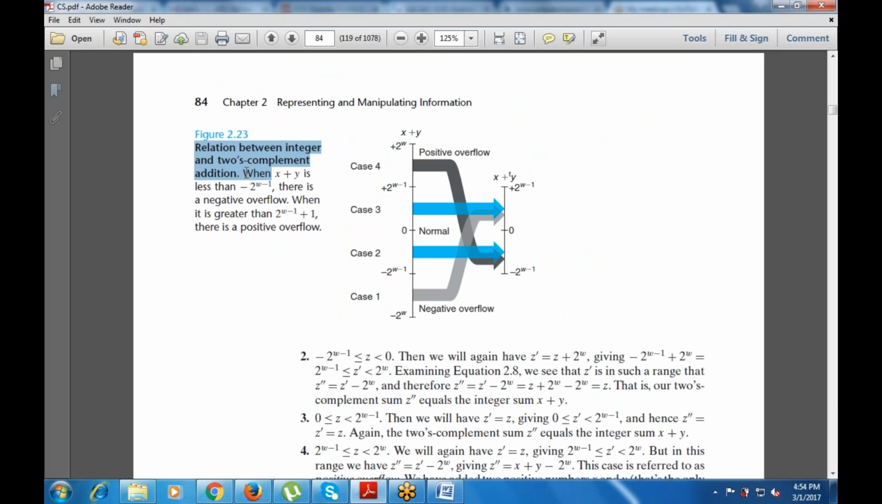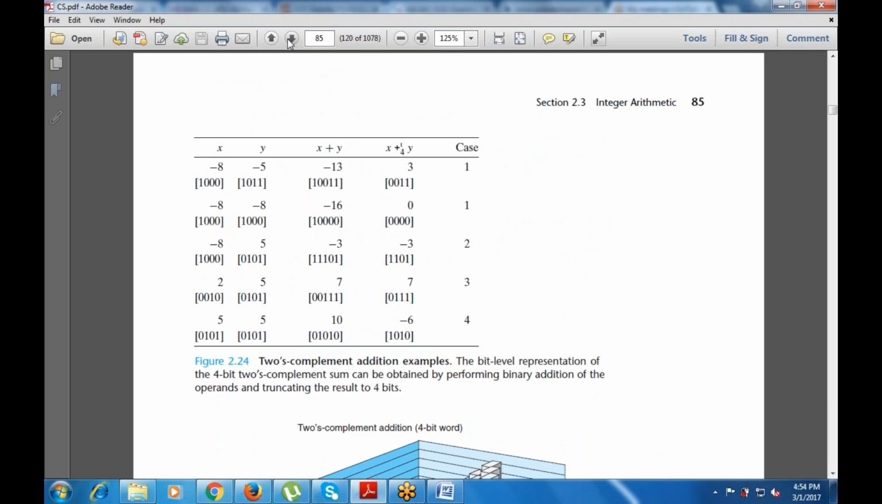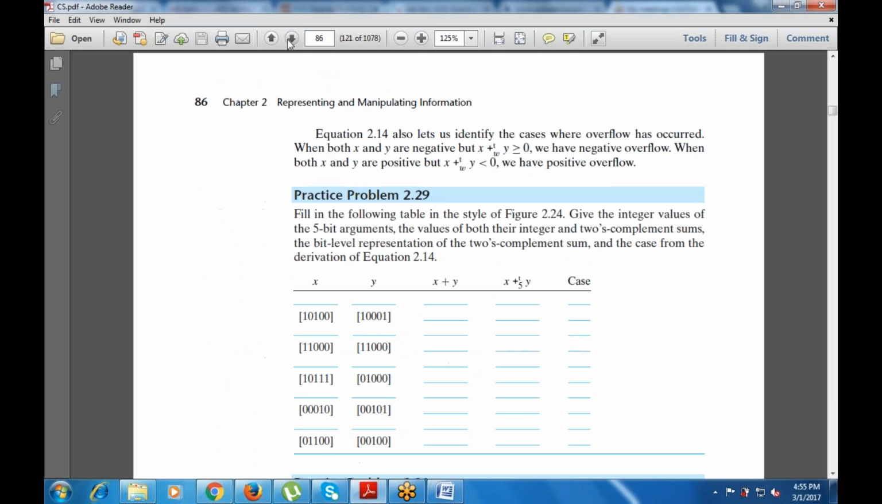Now this is the relationship between the integer and the 2's complement addition. Now, integer arithmetic with 2's complement addition examples. Fill in the following table in this style. Give the integer values of the 5-bit arguments, the values of both their integer and 2's complement sums, the bit level representation of the 2's complement sum, and the case from the derivation of equation 2.14.